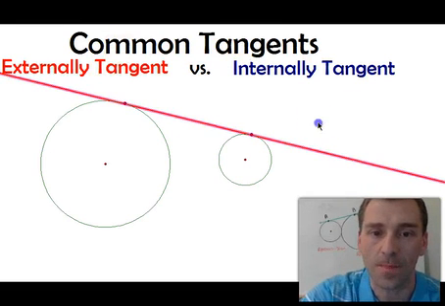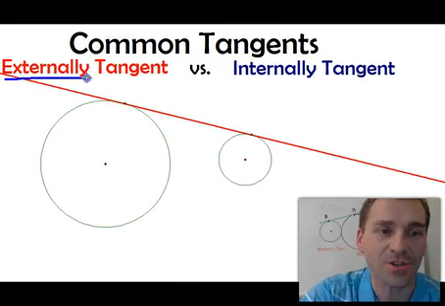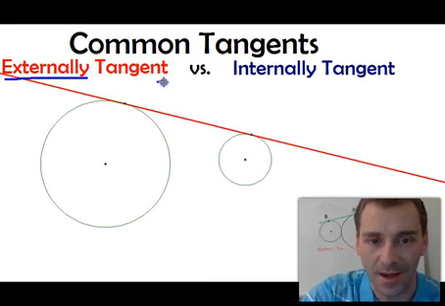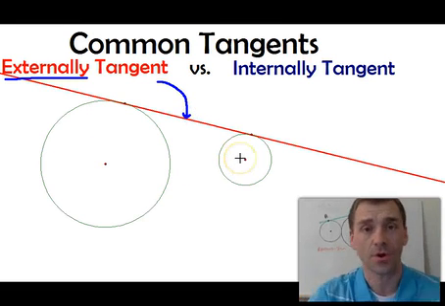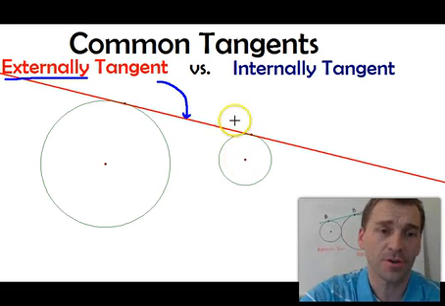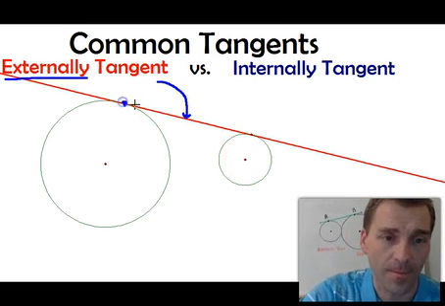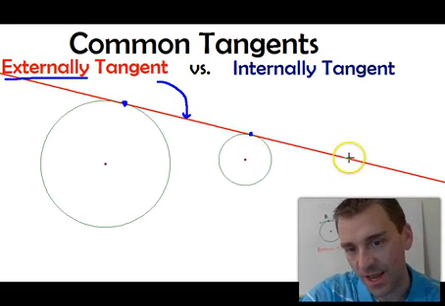Here's the first one that I draw. There's an example of a common external tangent line. It is a line that is tangent to two different circles. Notice the circles are different sizes, but truth be told, it doesn't matter. There are two different points of contact, one right there and one right there. That is a common external tangent.